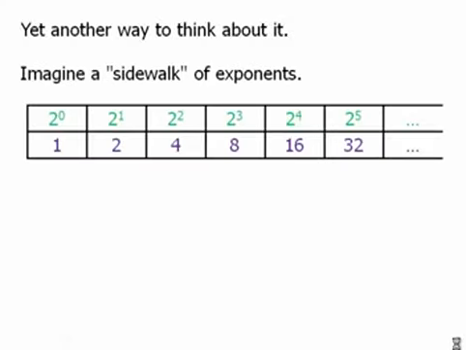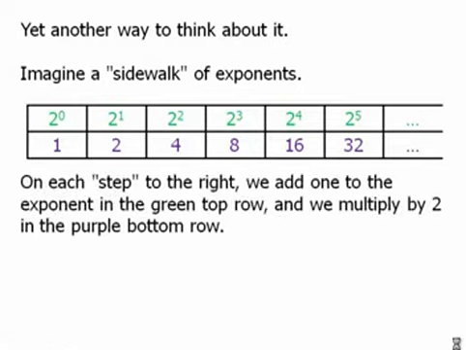Here's another way to think about it. It's good to have as many ways to think about this as possible because it's a somewhat anti-intuitive idea, thinking about negative exponents. It's really good to have a variety of ways to make sense of it. Imagine a sidewalk of exponents. Notice that the power on the top equals the output on the bottom. That's true for every box here.